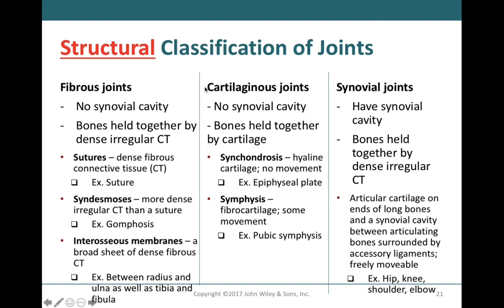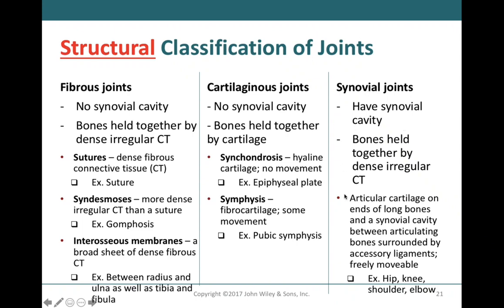Cartilaginous joints are not going to have a synovial cavity, and they will be held together by different types of cartilage. And the different type of cartilage that's found at the joint is going to indicate which type of joint we're looking at. So synchondroses are going to be held together by hyaline cartilage, and symphyses will be held together by fibrocartilage. And neither of these types of joints will have a synovial cavity. Lastly, our synovial joints are going to have a synovial cavity. They'll be the one type that does.